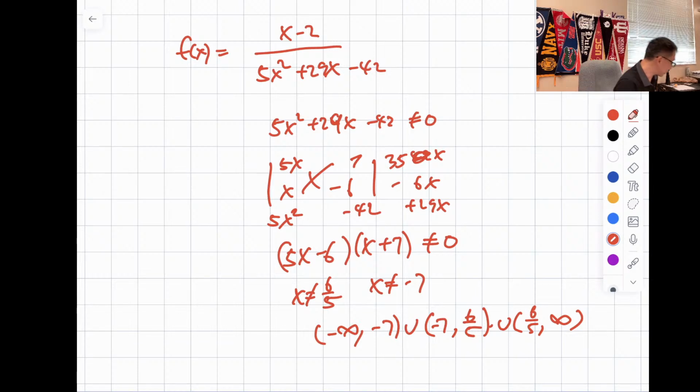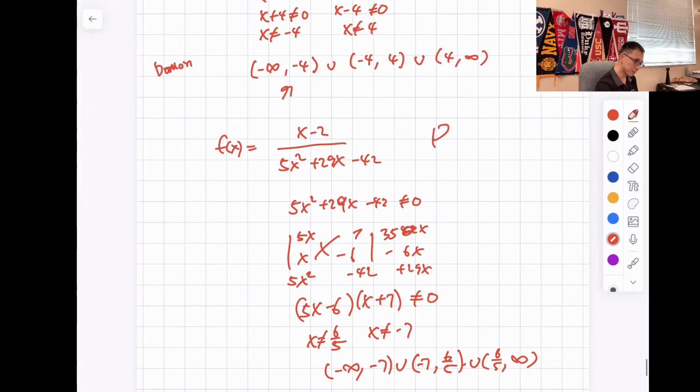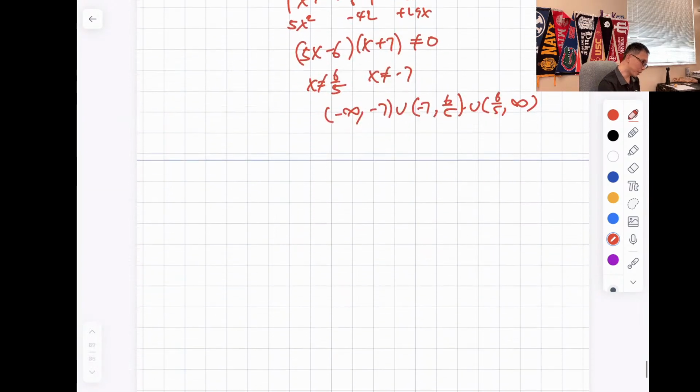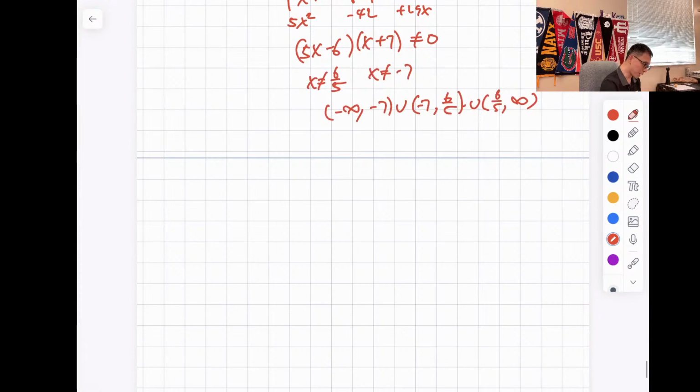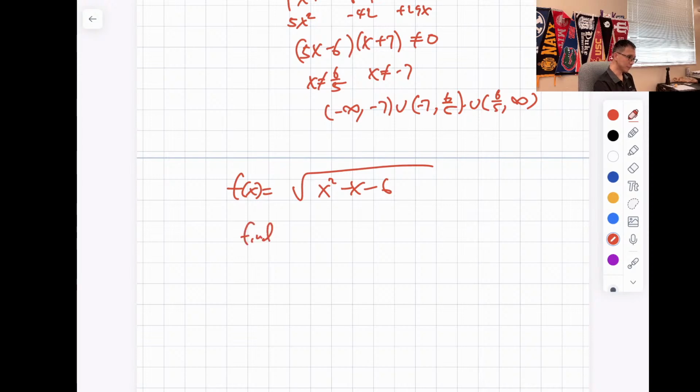Now, why do we need to do number line tests? I'm going to show you another situation. So this is called a rational equation. Radical equations also have domain issues. Let's just say you have f of x equal to square root of x squared minus x minus 6, and I say, hey, find domain. Do you guys know how to find domain on this one?